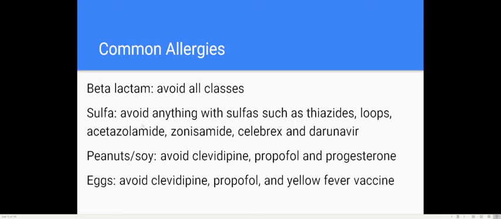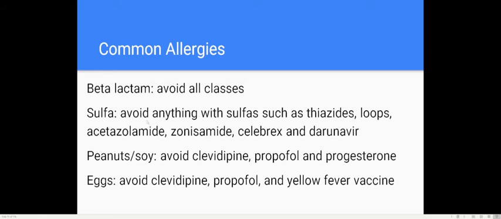And some common allergies for you guys. So, a beta lactam allergy, you'll see this on your test. Avoid all classes of beta lactams. In reality, if you're dealing with a beta lactam, like penicillin versus cephalosporin, in practice they might try to use a cephalosporin because there's less than 10% cross reactivity between the classes. But on your exam, avoid it.